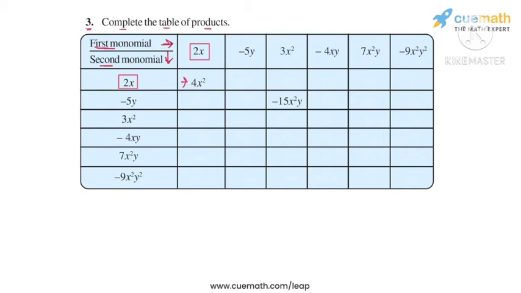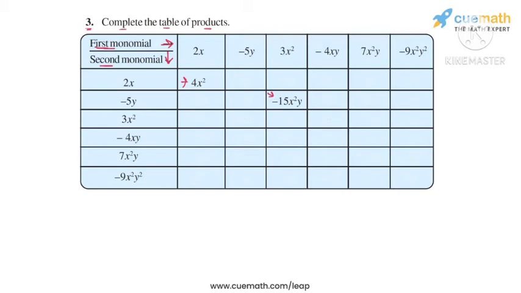Similarly, if you take 3x square as your first monomial from the topmost row and minus 5y as your second monomial from the leftmost column, the product that you get is minus 15x square y, because 3 into minus 5 is minus 15 and x square into y is x square y. Now we have to fill up all the other cells of this table in a similar manner. And because there are many cells to be filled, I won't write out the detailed calculation for each case.